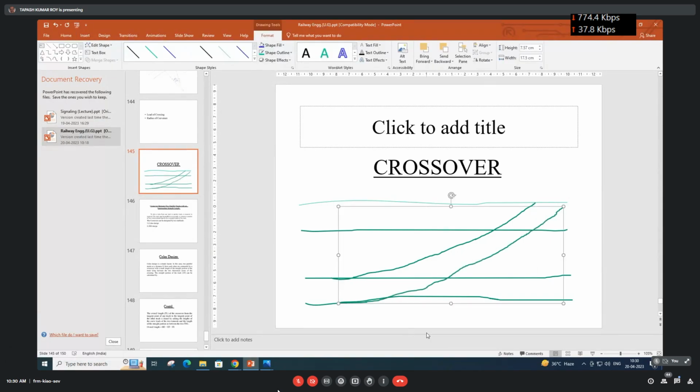So this is known as crossover. So what is this? It is obviously points and crossings that we have discussed earlier. So this is known as crossover.